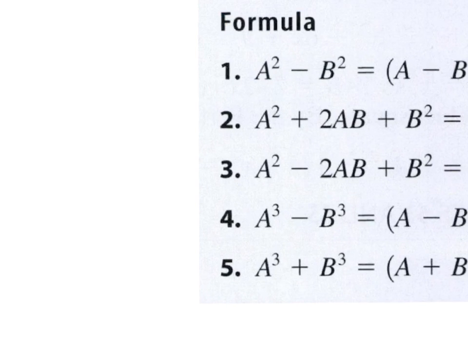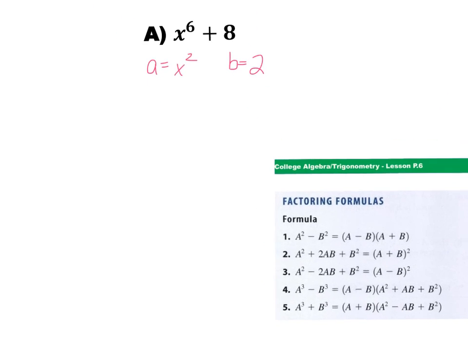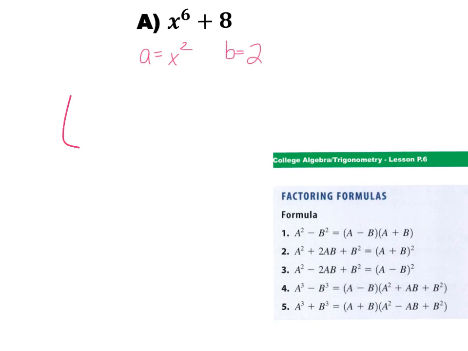This is the plus, right? It's a sum of cubes. So fill in your pattern. What does my first parenthesis look like? What's my A term? What's my B term? X squared. Keep going, Christian. What's my B term? Plus 2.